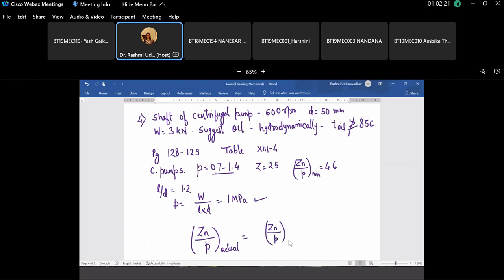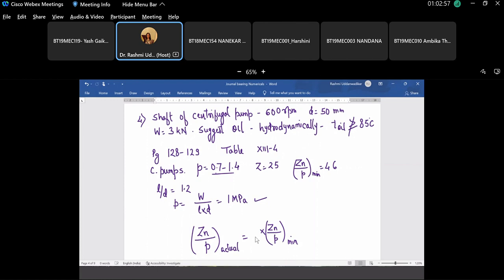Because that will give you its stability. It was there in those slides. So the actual value of Zn by P should be greater than the minimum value of Zn by P. By what amount should it be greater than the minimum value? 5 to 10 times. Perfect. So we have to take some value in this range. You can take it 6 times, you can take it 7 times, you can take it 5 times.